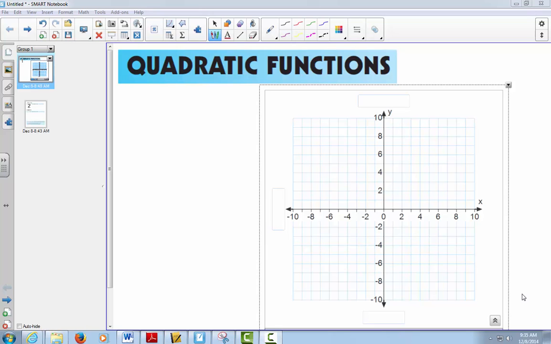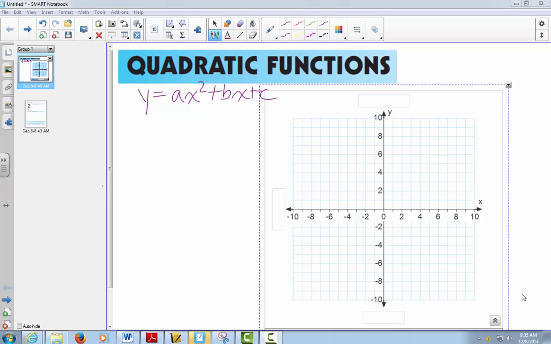Today we're going to start talking about quadratic functions. Quadratic functions are functions that are of the form y equals ax squared plus bx plus c. We've already seen this as we've been working through solving for x. Now we're going to be starting to do some more facts and information regarding quadratics.